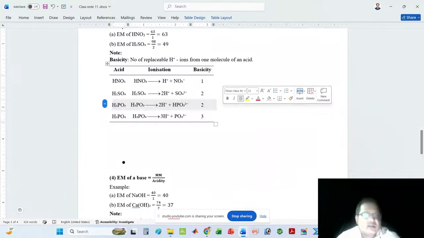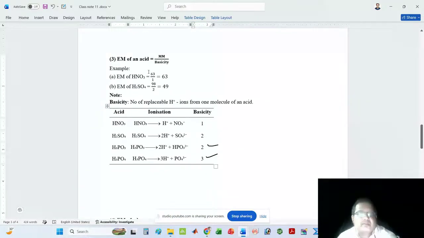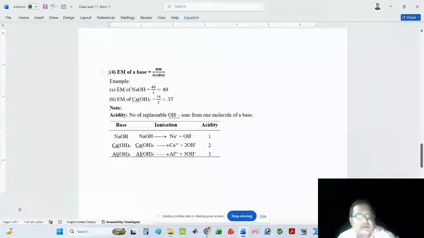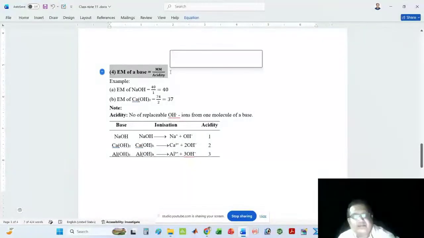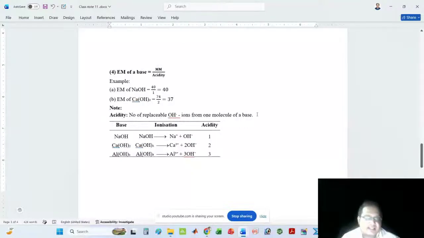No doubt 3 hydrogen atoms are present, but among the 3 hydrogen atoms only 2 are replaced. Here 3H plus ions are removed, so basicity is 3. That means the formula is: equivalent mass of an acid is equal to molecular mass divided by basicity. And equivalent mass of a base is equal to molecular mass divided by acidity from one molecule of a base.